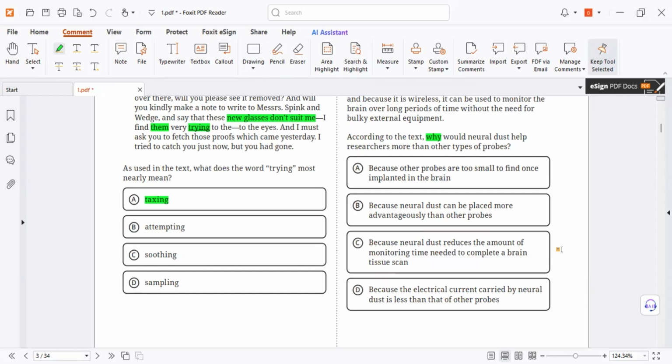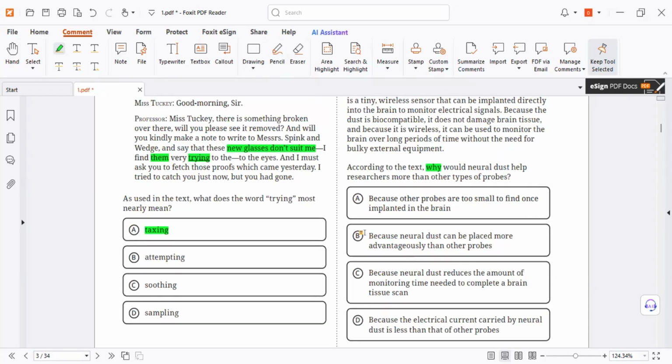Letter B. Yes, sir. Letter B is the best answer. That's correct.